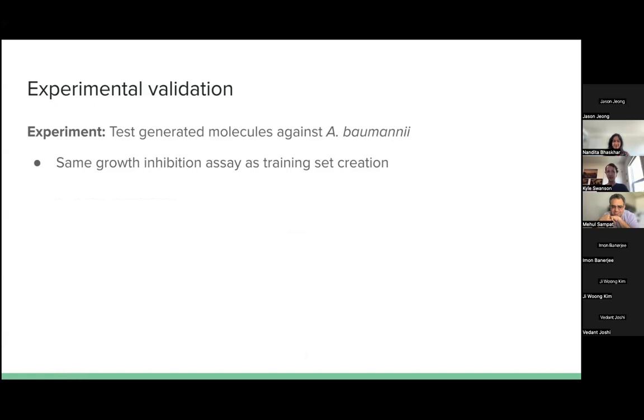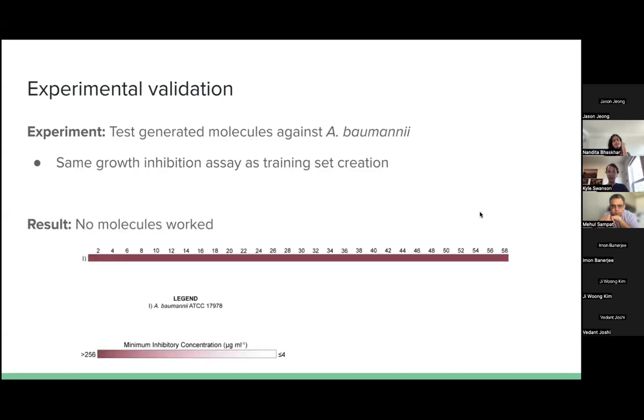So the first test we did was to test those generated molecules against Acinetobacter baumannii. And so this is the exact same growth inhibition assay that we used to create the training set, run by the same people at McMaster University. And so initially, actually, none of the molecules worked out of the box. We tried those 58 that we got synthesized.